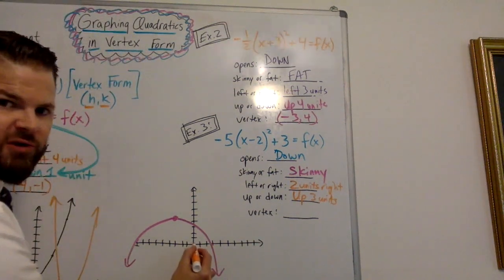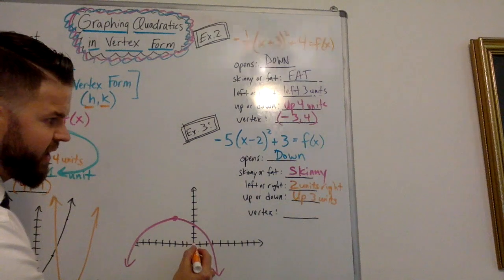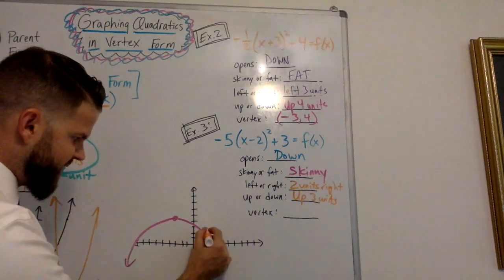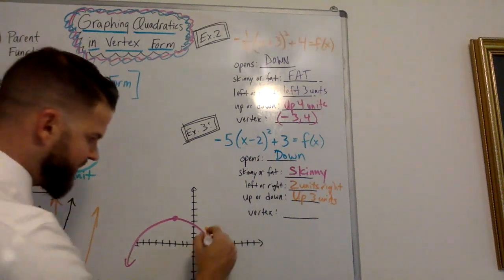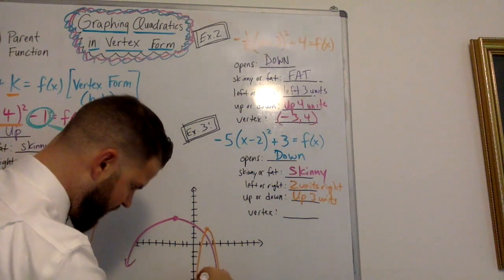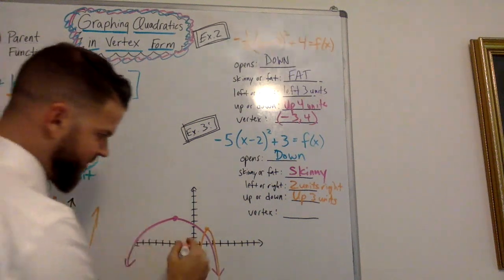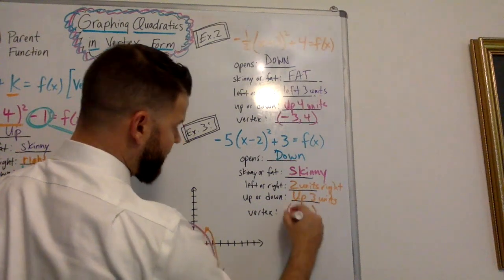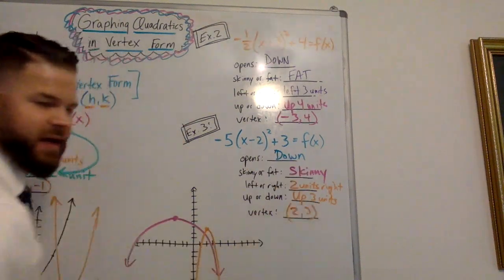So if all my parent functions start at 0, 0, right? Looks like I went 2 units to the right and up 3 units. Bam. This guy opens down and he's skinny. My vertex is going to be, what's that? 2, 3. Opposite of him, same sign as him.